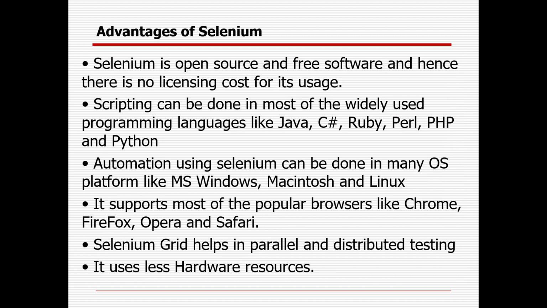What are the advantages of Selenium? Selenium is a free tool. It can primarily be used for web-based application testing. No licensing cost. Selenium supports different programming languages starting with Java, C Sharp, Python, Perl, PHP, etc. It can be used on different operating systems like Linux, Mac, or Windows. It supports different browsers like Chrome, Firefox, Safari. And Selenium Grid helps us with parallel or distributed testing. It also uses very little hardware, because in case you are using UFT, the hardware usage is more and more, but here it is very less.